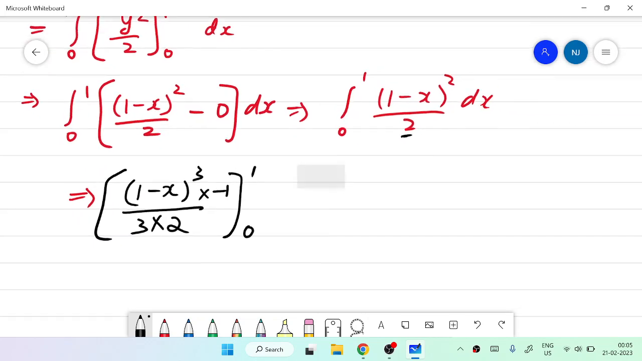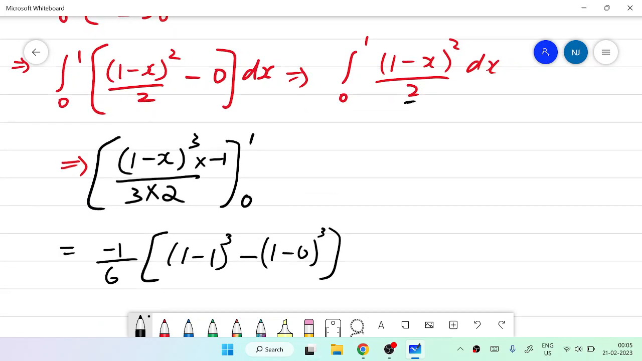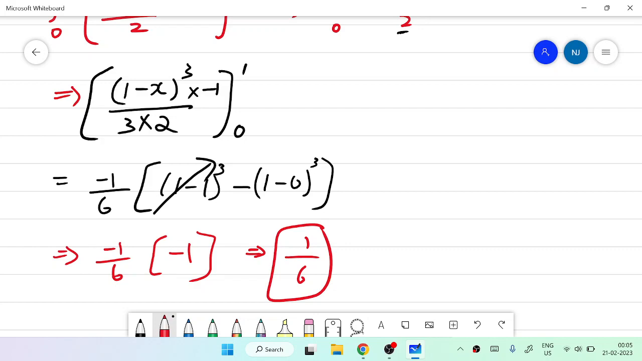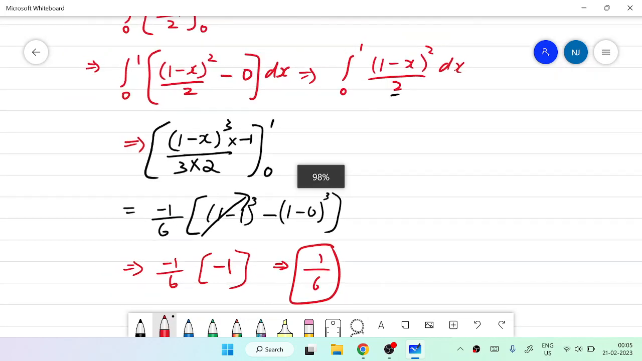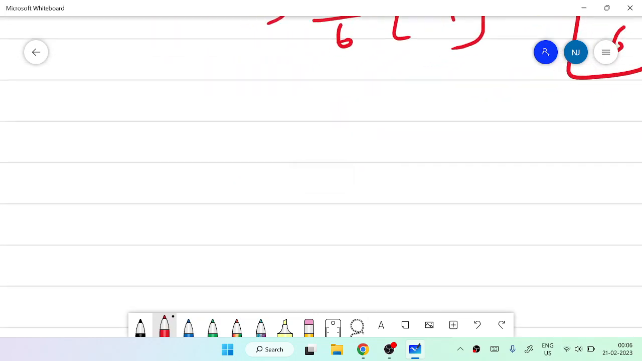Understood? Then the next step will be minus 1 by 6 will come. Then if you substitute upper limit minus lower limit, it's 1 minus 1 the whole cube minus 1 minus 0 the whole cube will come. Here you can clearly see that 1 minus 1 is 0, right? So you have to consider the remaining terms, that is minus 1 by 6 into minus 1 cube, which is minus 1. When you multiply, you will get 1 by 6. Understood? So this would be the value. Here I'm having x values, so I'm considering all the y values. That's it.